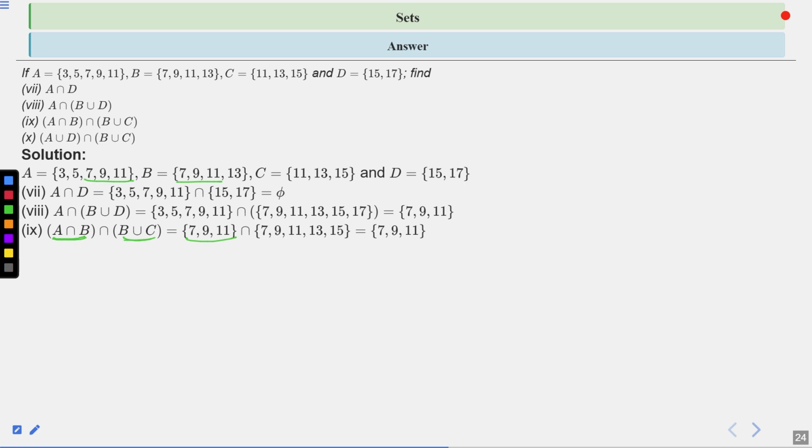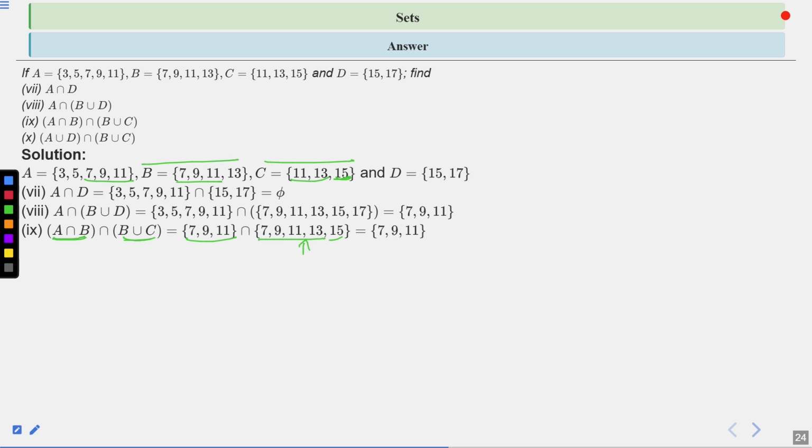B union C means the collection of all the elements from set B as well as from C. So 7, 9, 11, 13. 11 and 13 have already been used, so we just have to write the different element, 15. So B union C will be the set with 5 elements, 7, 9, 11, 13, 15.